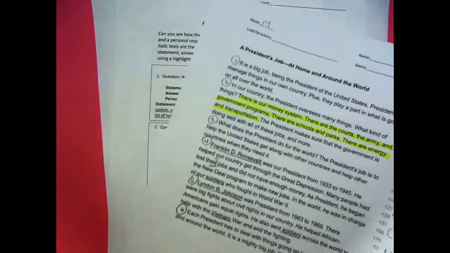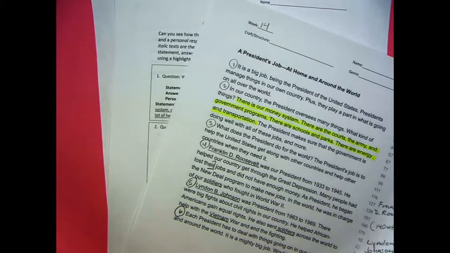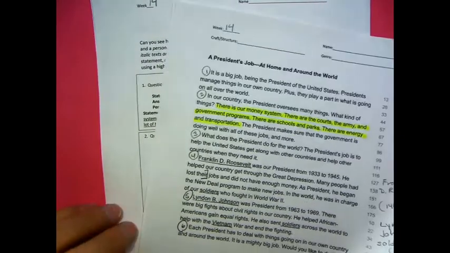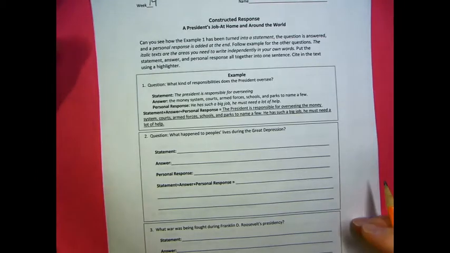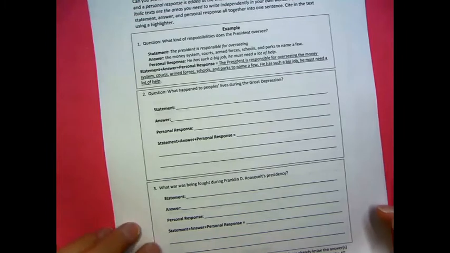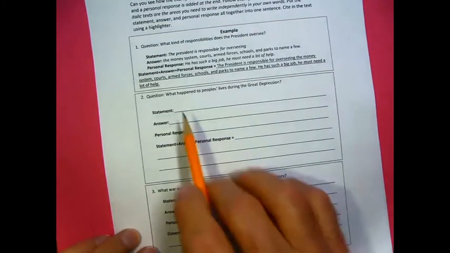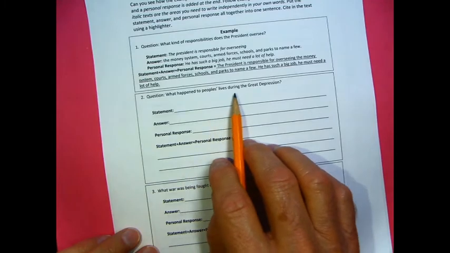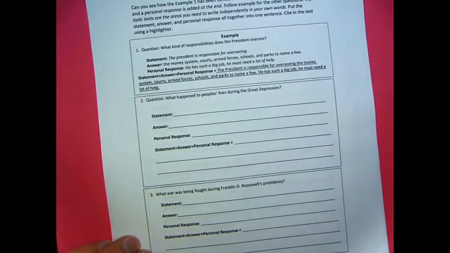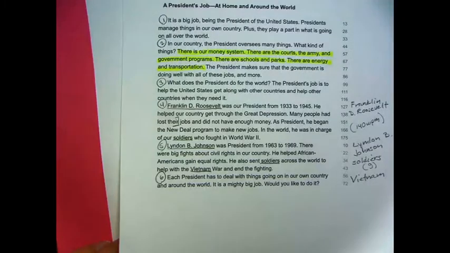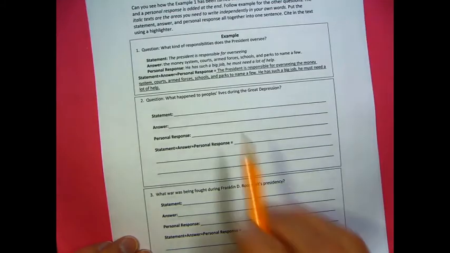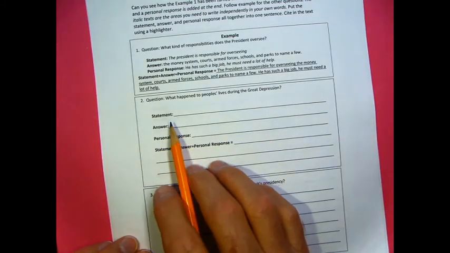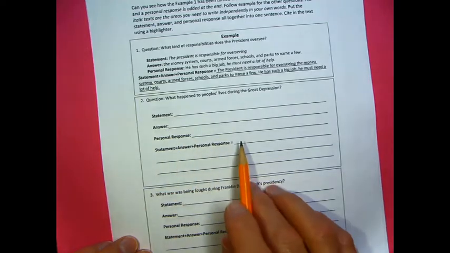So this is just kind of a review of what we've been doing for the first quarter, and we're going to continue this into the second quarter and the third and fourth probably. Okay, I'm not going to answer 2 and 3. Those are going to be for you to answer. What happened to people's lives during the Great Depression? So you're going to have to find something in here about the Great Depression. You don't have to reread the whole text, but you are going to have to turn this into a statement, come up with an answer, a personal response, and then combine that down here.